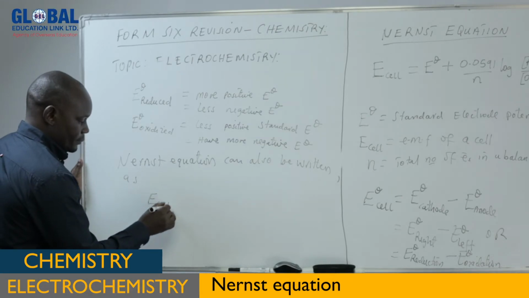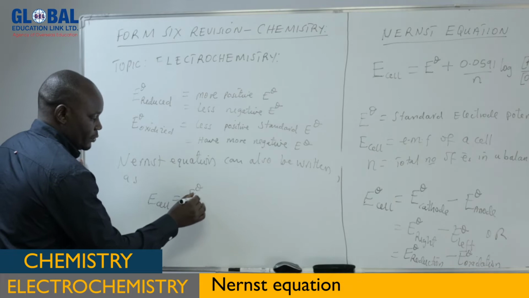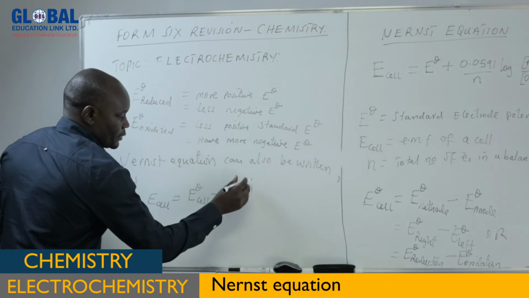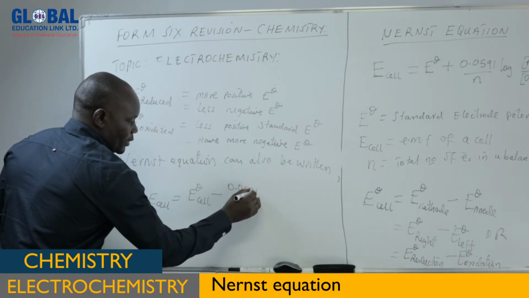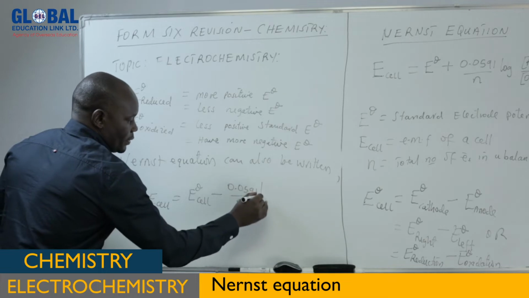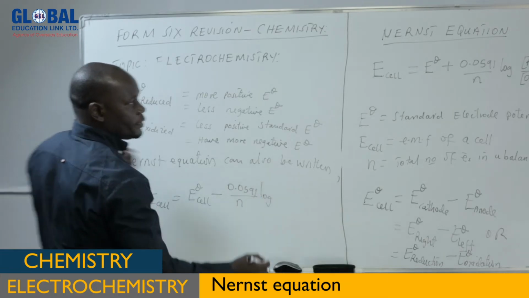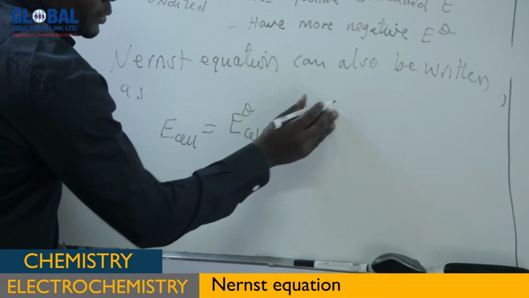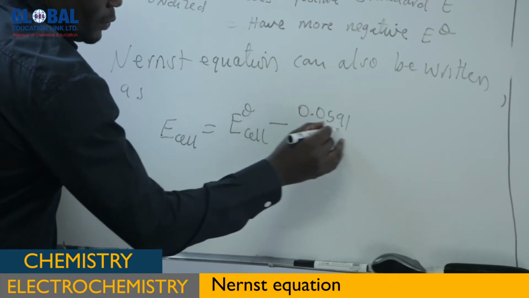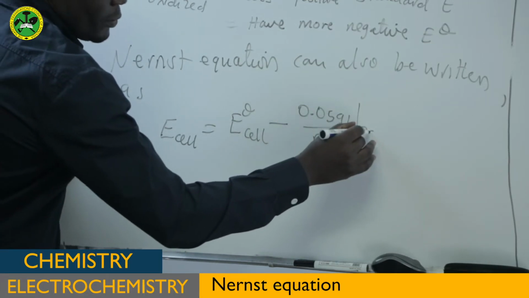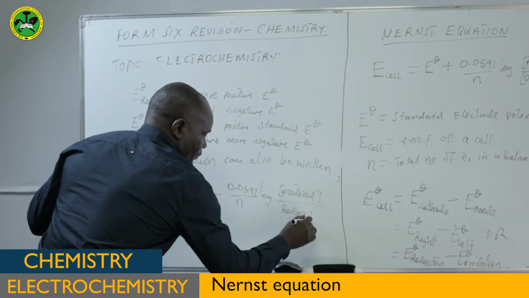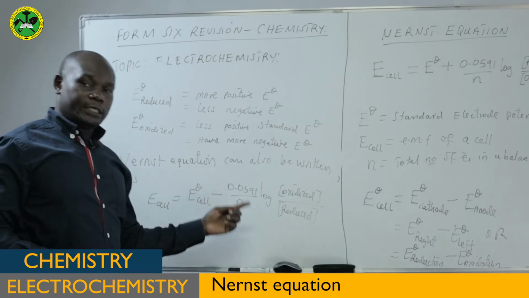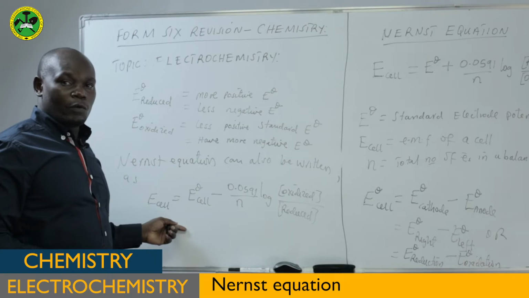EMF of a cell equals the standard electrode potential of the cell, minus 0.0591 over n, then log of, here instead of reduced species over oxidized species, the concentration of oxidized species over the concentration of reduced species. So this is the equation that will guide you to determine the EMF of a cell.